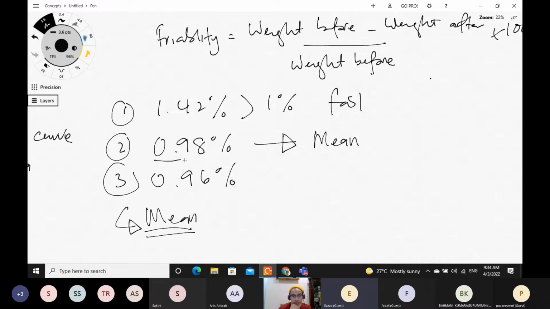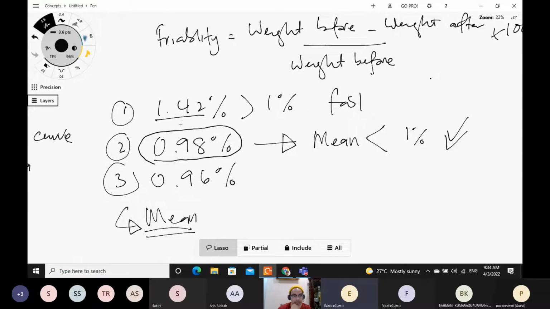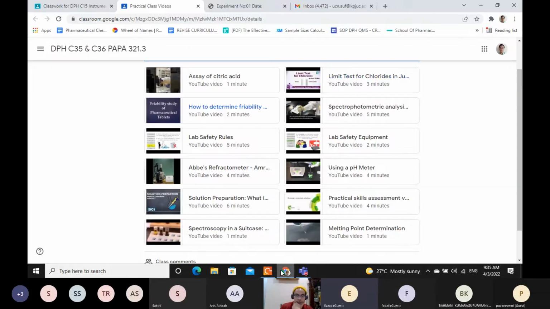So this is the one yang kita ambil untuk determine whether the tablet pass or fail the test. So kalau kita punya goal is to get less than 1%, so the mean friability yang kita dapat tadi adalah 0.98, which is less than 1%. So this tablet passes the friability test. Okay, remember you only need to repeat kalau the first reading is more than 1%. Kalau bacaan pertama is less than 1%, no need to do this second and third test.